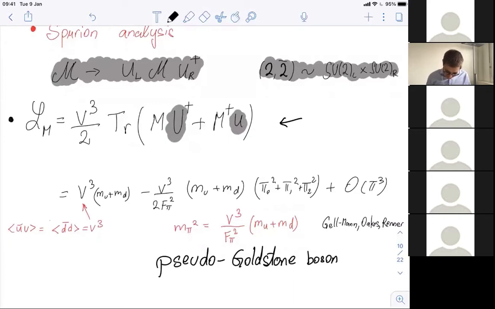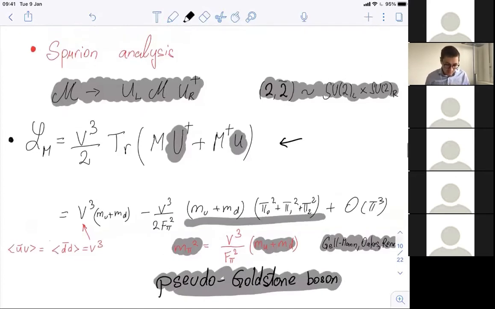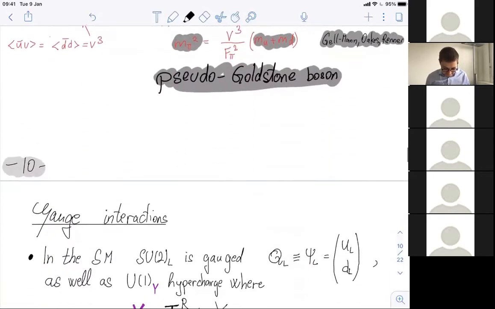In particular, here there is an important result, which is by Gell-Mann, Oakes, and Renner, saying that the pion mass squared is linearly proportional to the quark masses, which are fundamental input parameters here. And you see that pions get a mass. Okay, so they are pseudo-Goldstone bosons. So explicit breaking of this global symmetry is something which will give the potential to pions and will lead to the mass. One example in chiral perturbation theory is this.